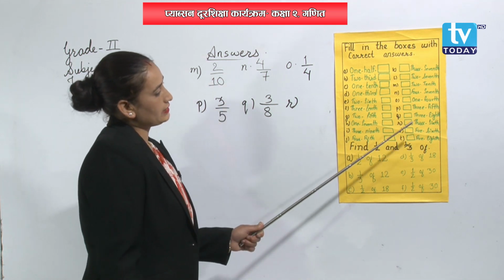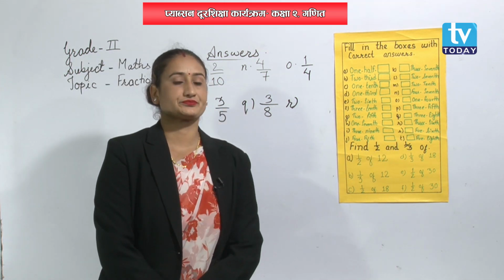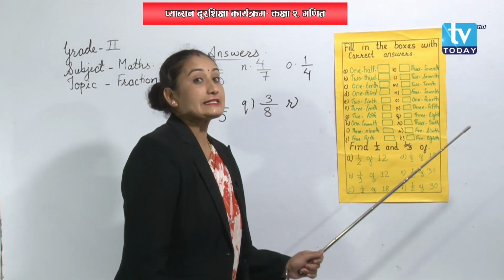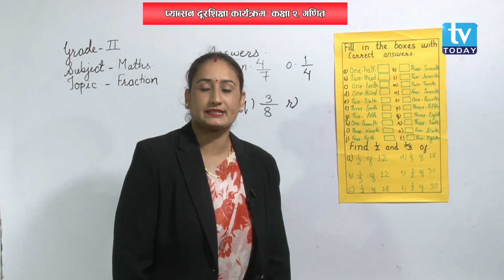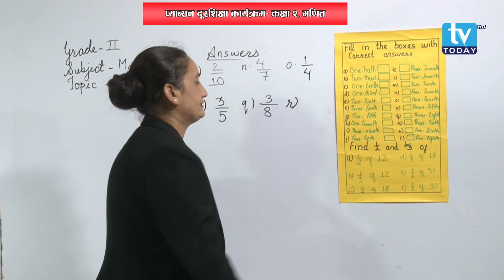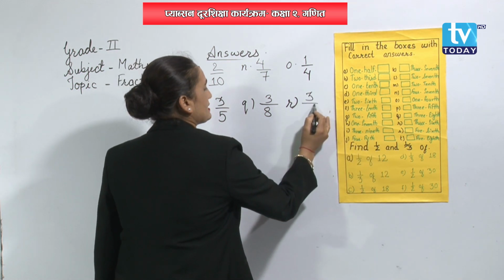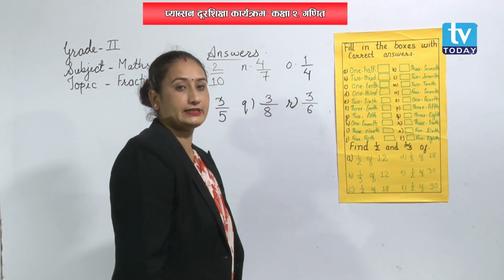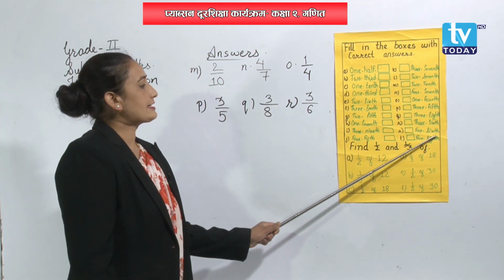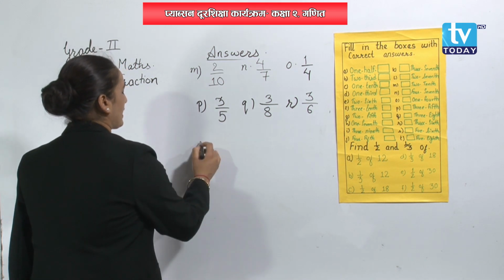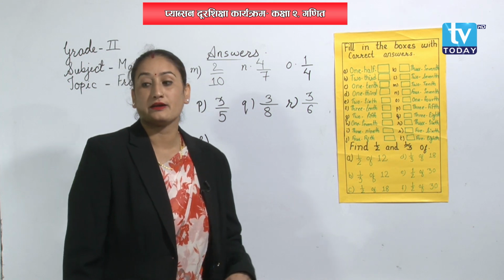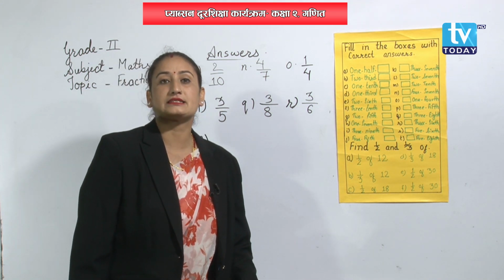Okay students, in R number, what is written over here? 3/6. Out of 6, how many parts are shaded? 3 parts. Then how to write? 3 by 6. Have you written? Okay. Now another. 5/6. How to write? Out of 6 parts, 5 parts are shaded.